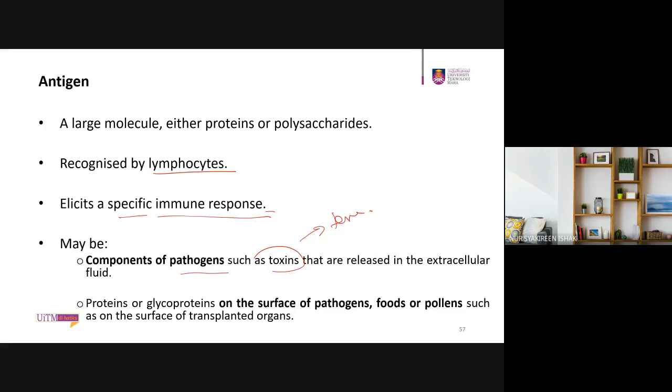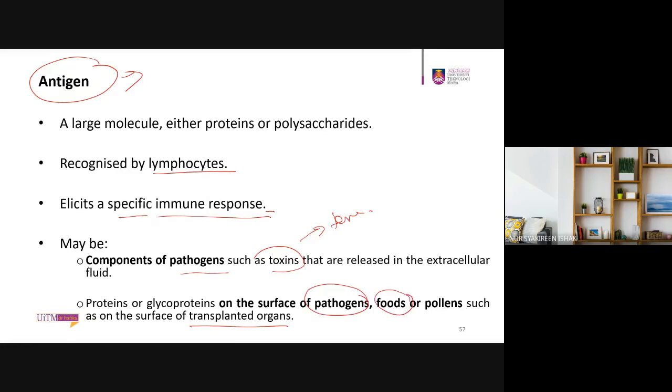Okay, so proteins or glycoproteins on the surface of the pathogens, food or pollen, such as the surface of the transplanted organs. So antigen is whatever foreign to your body. Okay, antigen yang akan induce the activation of your immune response. Okay, whatever that is foreign to your body will trigger the activation of your immune response. So it can be the antigen on the pathogen, it can be food.